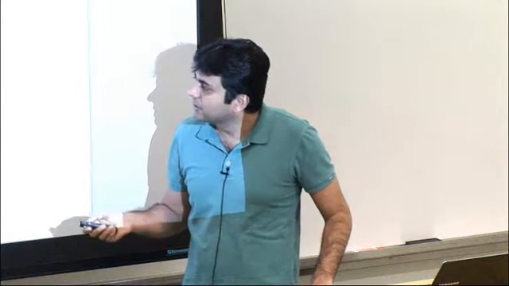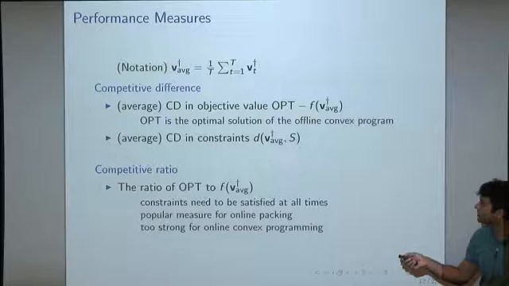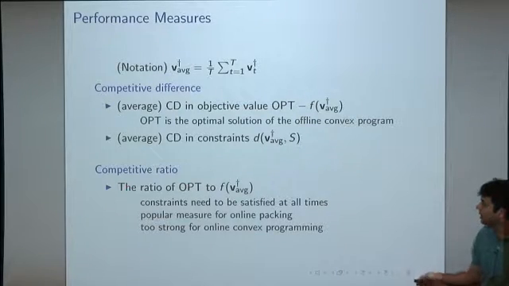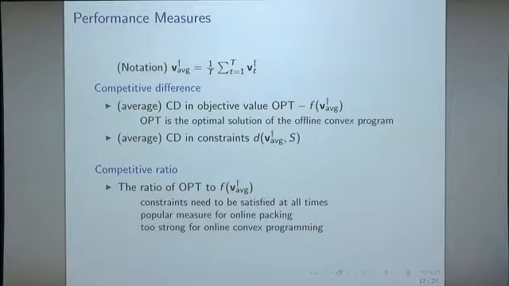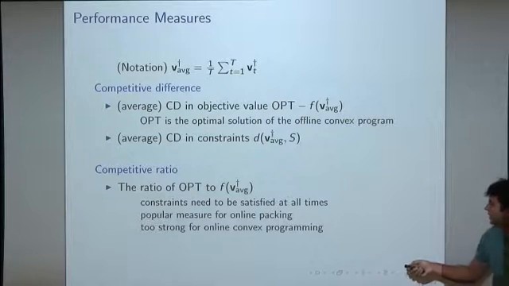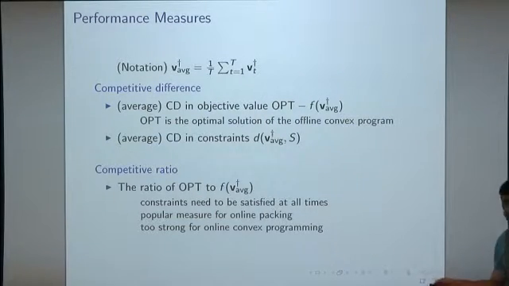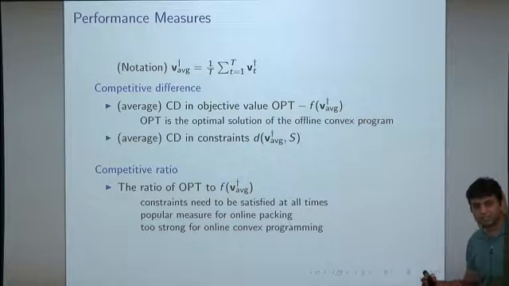And in the special case, the traditional measure is the competitive ratio, which is a multiplicative thing, and this is what is used in the linear version, for instance. The difference there is, again, as Ishai said, the constraints have to be satisfied at all times in this packing problem.